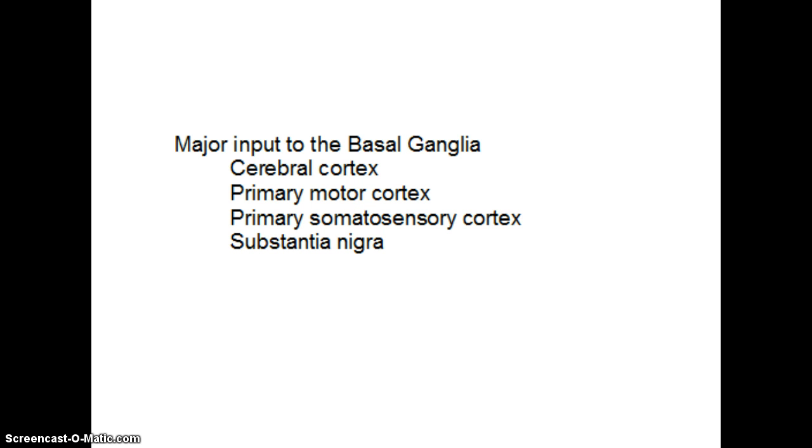The basal ganglia is connected to a number of other structures. The major inputs to the basal ganglia include the cerebral cortex, all lobes of the cerebral cortex, the frontal cortex, the temporal cortex, the parietal lobe, as well as the occipital lobe. Primary motor cortex, which hopefully makes sense since you're going to need to link up that motor area with this motor area. Also the primary somatosensory cortex, as well as the substantia nigra.